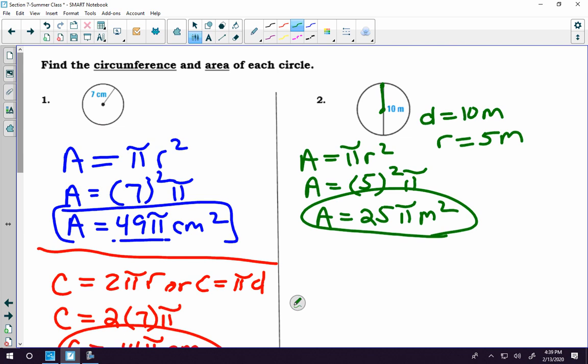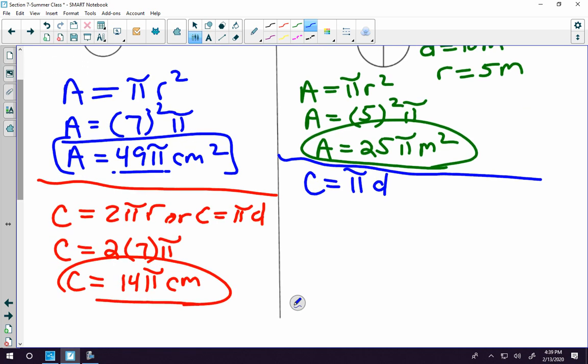Okay, the length of the circle, in number 2. Now I'm going to go, instead of with 2 times pi times the radius, because 2 radii is 1 diameter, I'm going to use the equivalent equation of circumference equals pi times diameter. And the diameter is 10 meters in length. Therefore, the length around this circle is 10 pi meters.